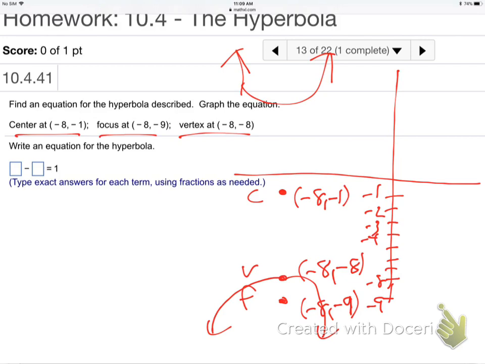Oh wait, never mind, I got it. It's all good? Yeah, it's got to hit the vertex, and the focus is inside of it, so it's got to be going like that. The focus is always inside the cup, so to speak, inside the rounded part.